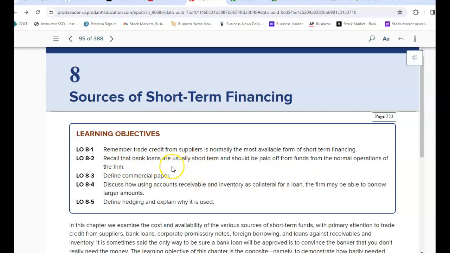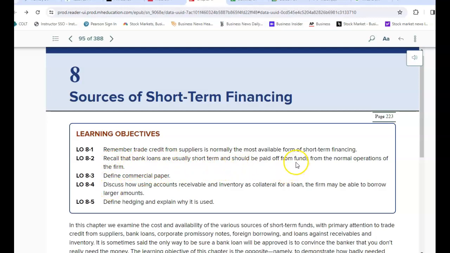Recall that bank loans are usually short-term and should be paid off from funds from normal operations. You want to be able to pay for that out of your short-term ability to generate cash and that type of thing. So you want to make sure that you're paying that off.